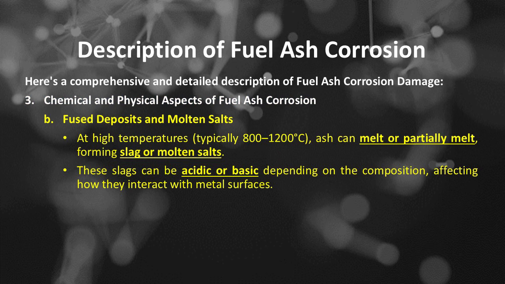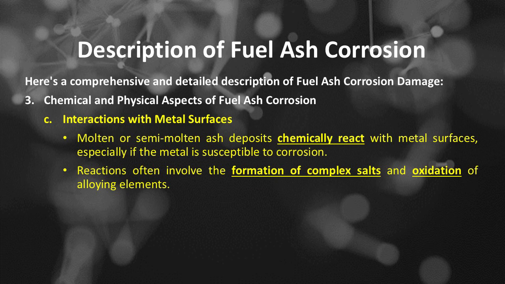Number B. Fused deposits and molten salts. At high temperatures, typically 800 to 1200 degrees Celsius, ash can melt or partially melt, forming slag or molten salts. These slags can be acidic or basic depending on the composition, affecting how they interact with metal surfaces. Number C. Interactions with metal surfaces. Molten or semi-molten ash deposits chemically react with metal surfaces, especially if the metal is susceptible to corrosion. Reactions often involve the formation of complex salts and oxidation of alloying elements.